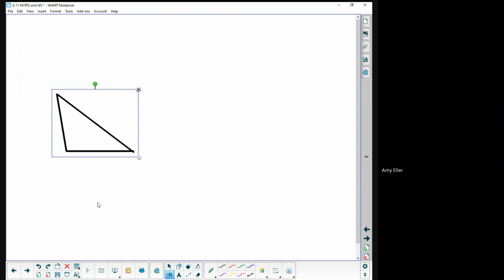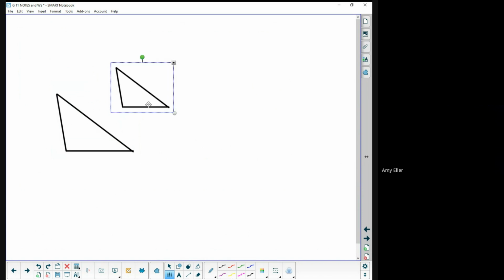Well, watch what happens. If I have this triangle, I made it smaller. Are these triangles congruent? No. Watch what happens with the angles. That one matches. That one matches. And that one matches. Just because 3 angles match, does that guarantee our triangles are going to match?